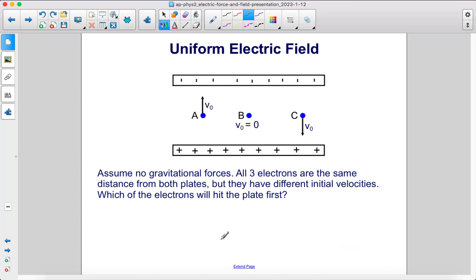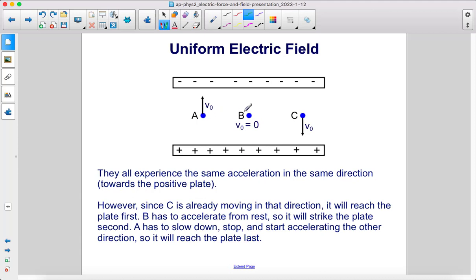Assume no gravitational forces. All three electrons are the same distance from both plates, but they have different initial velocities. Which of the electrons will hit the plate first? Alright, so all three of these are electrons, and they're all in a uniform electric field, which means they will all feel the same electric force. And as we know, acceleration is net force over mass. They all have the same mass. They all have the same force. They will all experience the same acceleration in the same direction, towards the positive plate. So they're all going to feel a force this way.